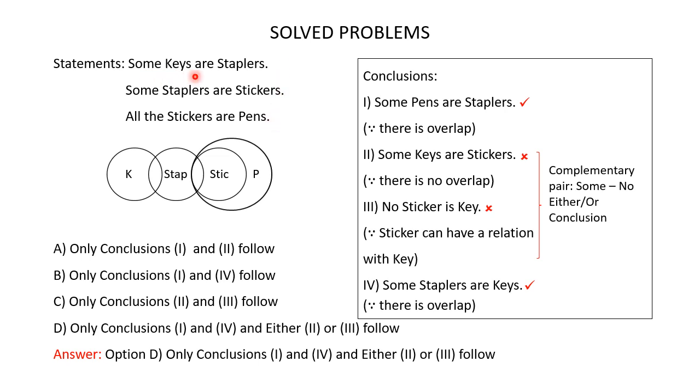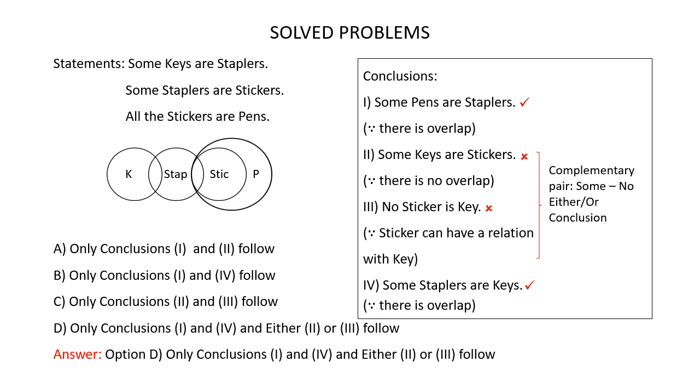Some keys are staplers. So in the Venn diagram there has to be a partial overlap between keys and staplers. Some staplers are stickers. So there has to be a partial overlap between staplers and stickers. All the stickers are pens. So in the Venn diagram, all the stickers should be inside pens. Now this is the basic Venn diagram for the given statements. Now based on this Venn diagram, let's find out which of the given conclusions follow.